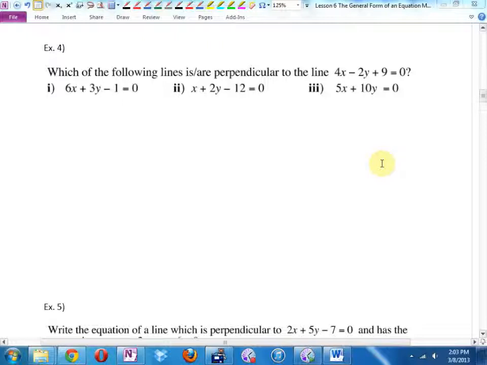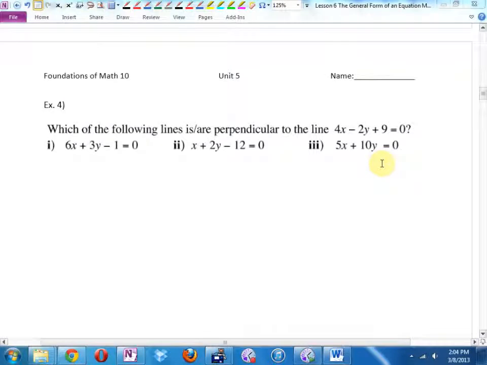You know what I think I need to do? I need to rewrite all 4 of these quickly into slope-intercept form so I can find the slope, and then I'll see which of those last 3 are negative reciprocals. Let's do the first. I think we can do the first one right up here, and I'll do each one of these underneath. So this first one, I think the first thing that I would do is I would plus the 2y over, like that.